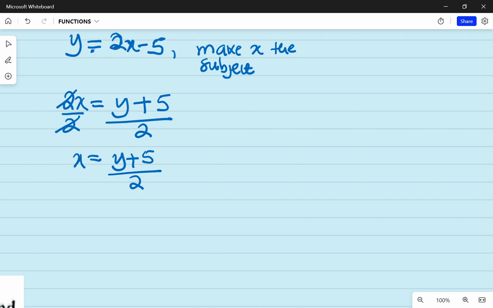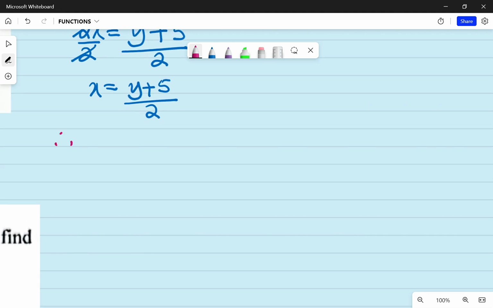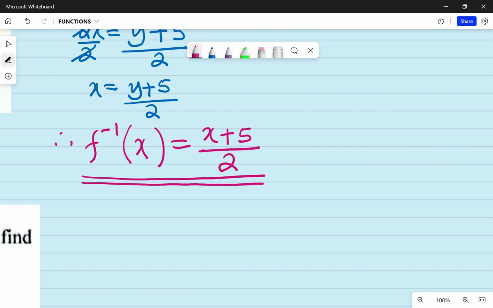Now here I want to express everything with respect to x. So my final solution is going to give me f inverse of x, where there is y, I'll put my x there. So f inverse of x is x plus 5 over 2. This is your final solution for the f inverse of x. As simple as that. That is your final solution.